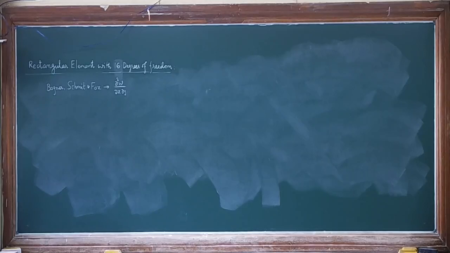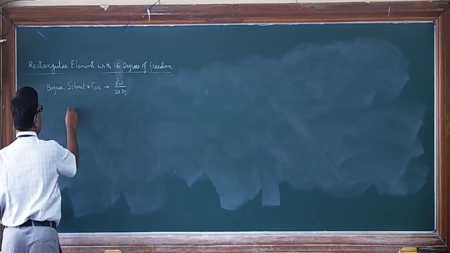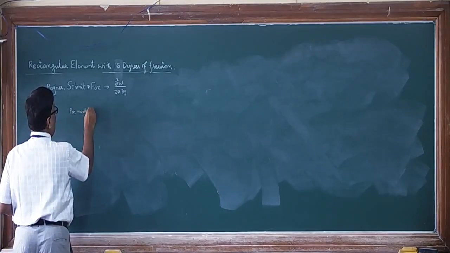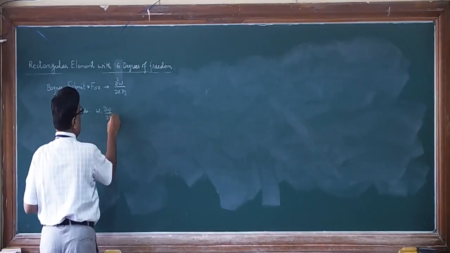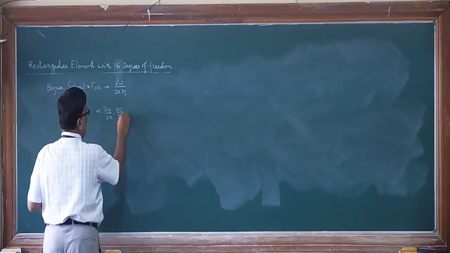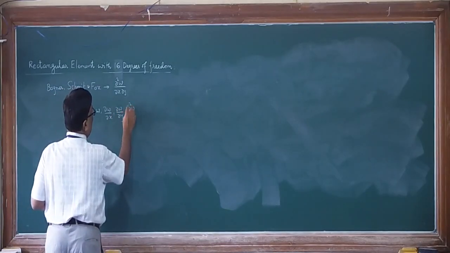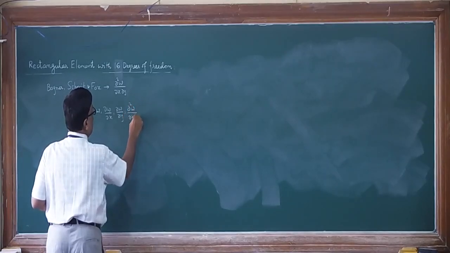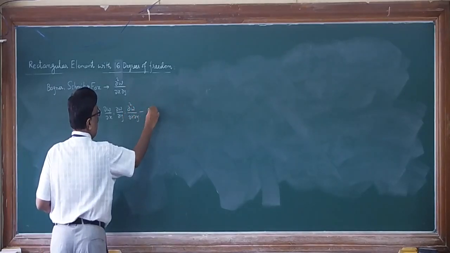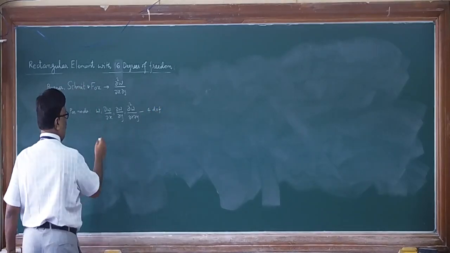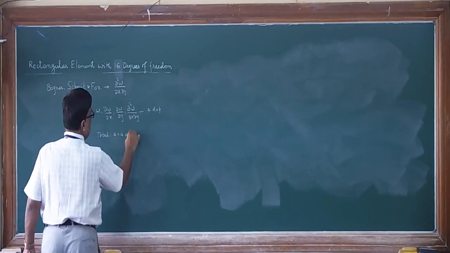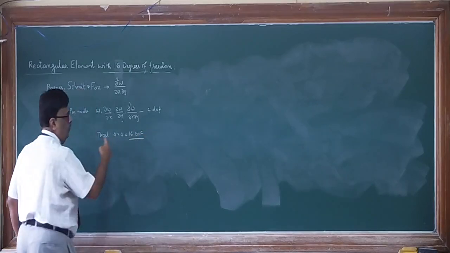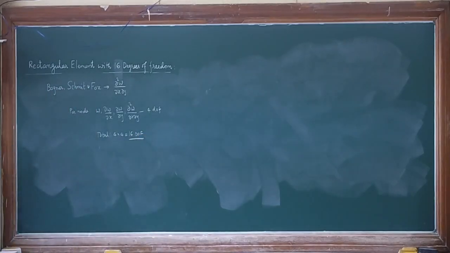So now it leads to totally 16 degrees of freedom. What are the degrees of freedom per node? Per node, W is there. ∂W/∂X is there. ∂W/∂Y is there. Now in addition, ∂²W/∂X∂Y. So this is 4 degrees of freedom per node, and totally 4 nodes into 4, totally 16 degrees of freedom are going to be there for this particular element.